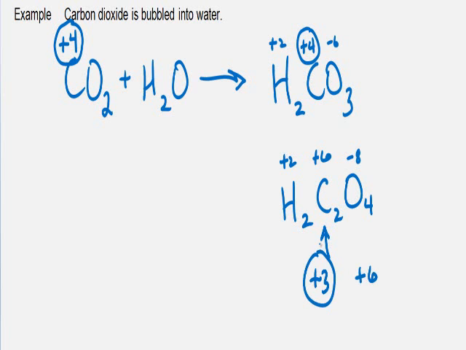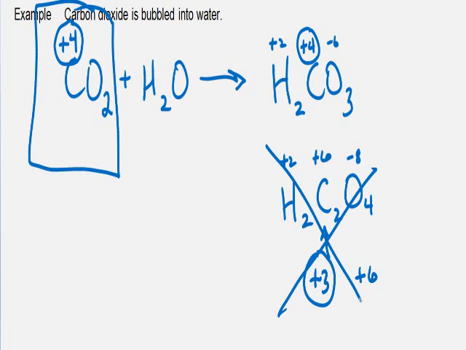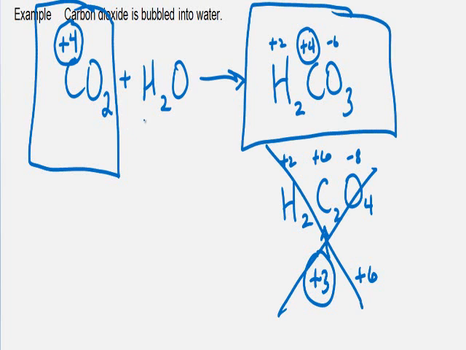Now as we look at the 2 compounds here, the correct product is the one where the oxidation number of the nonmetal remains the same in the oxyacid that's formed. Since oxalic acid's carbon has an oxidation state of +3, that one's out. The carbonic acid, the carbon has a +4 oxidation state. That's our correct product in this combination reaction.